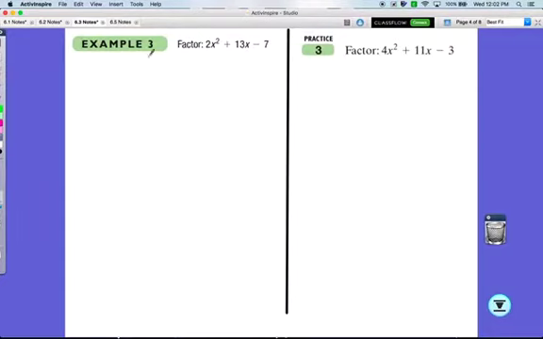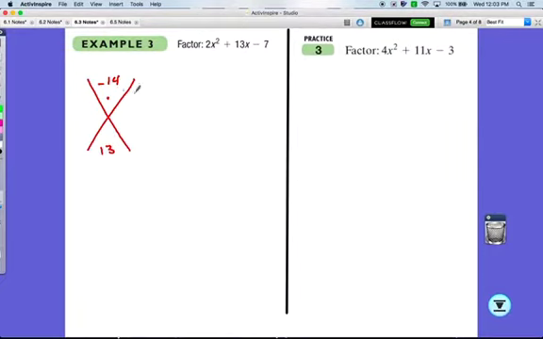All right, let's look at this one. We'll do the big X method again. 2 times the negative 7 gives me negative 14 up top, 13 in the middle. So again, first and last multiply up top, middle goes on the bottom.